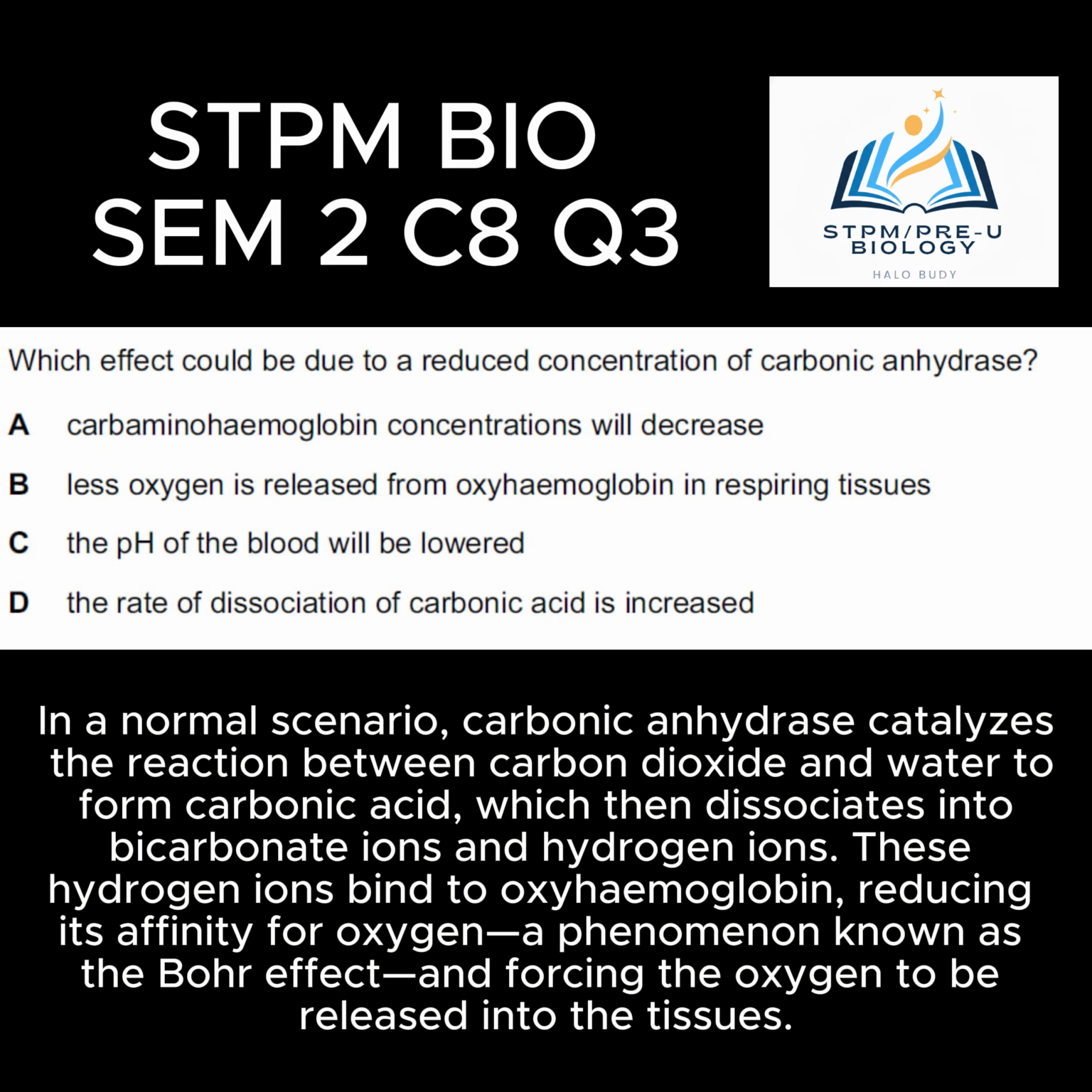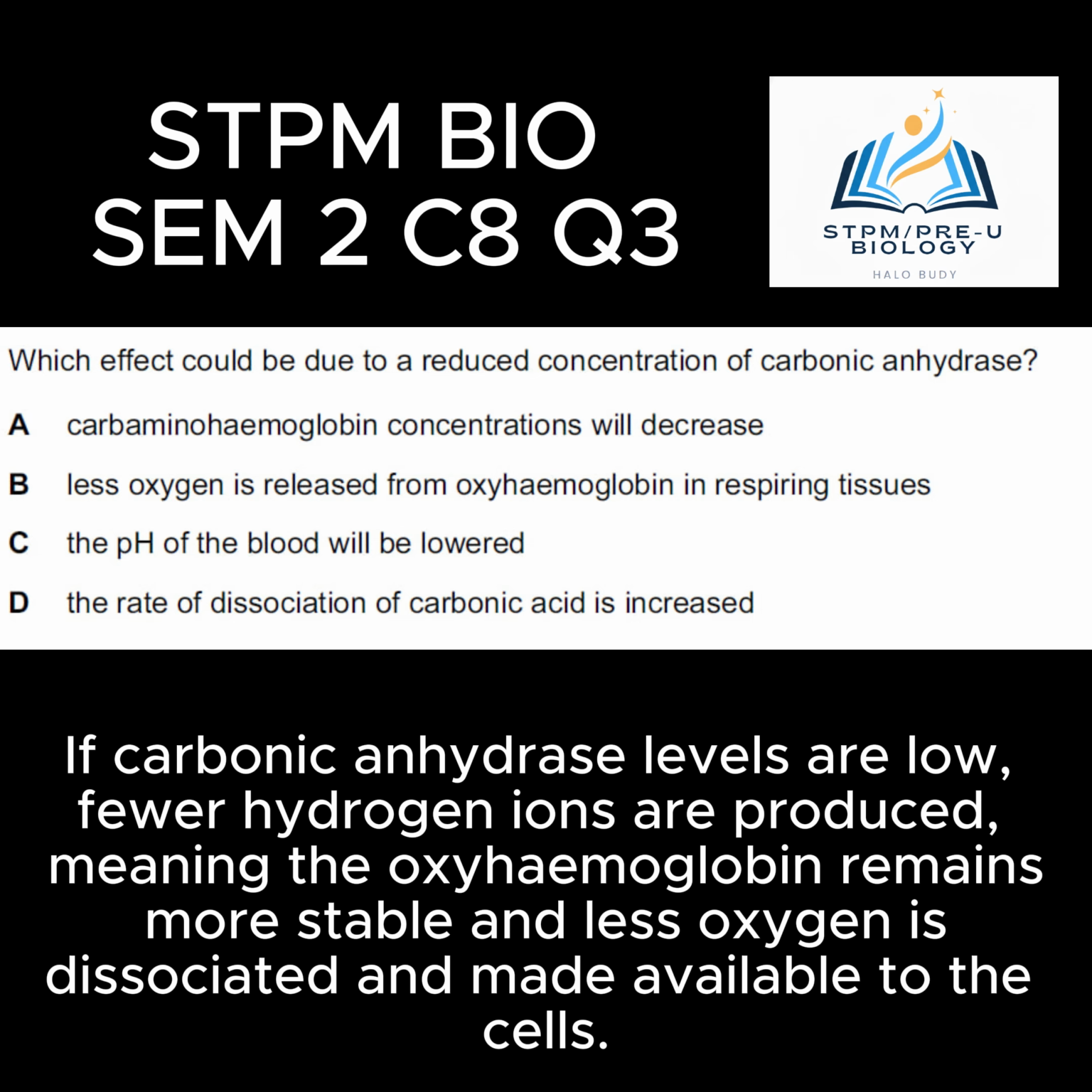In a normal scenario, carbonic anhydrase catalyzes the reaction between carbon dioxide and water to form carbonic acid, which then dissociates into bicarbonate ions and hydrogen ions. These hydrogen ions bind to oxyhemoglobin, reducing its affinity for oxygen, a phenomenon known as the Bohr effect, and forcing the oxygen to be released into the tissues.